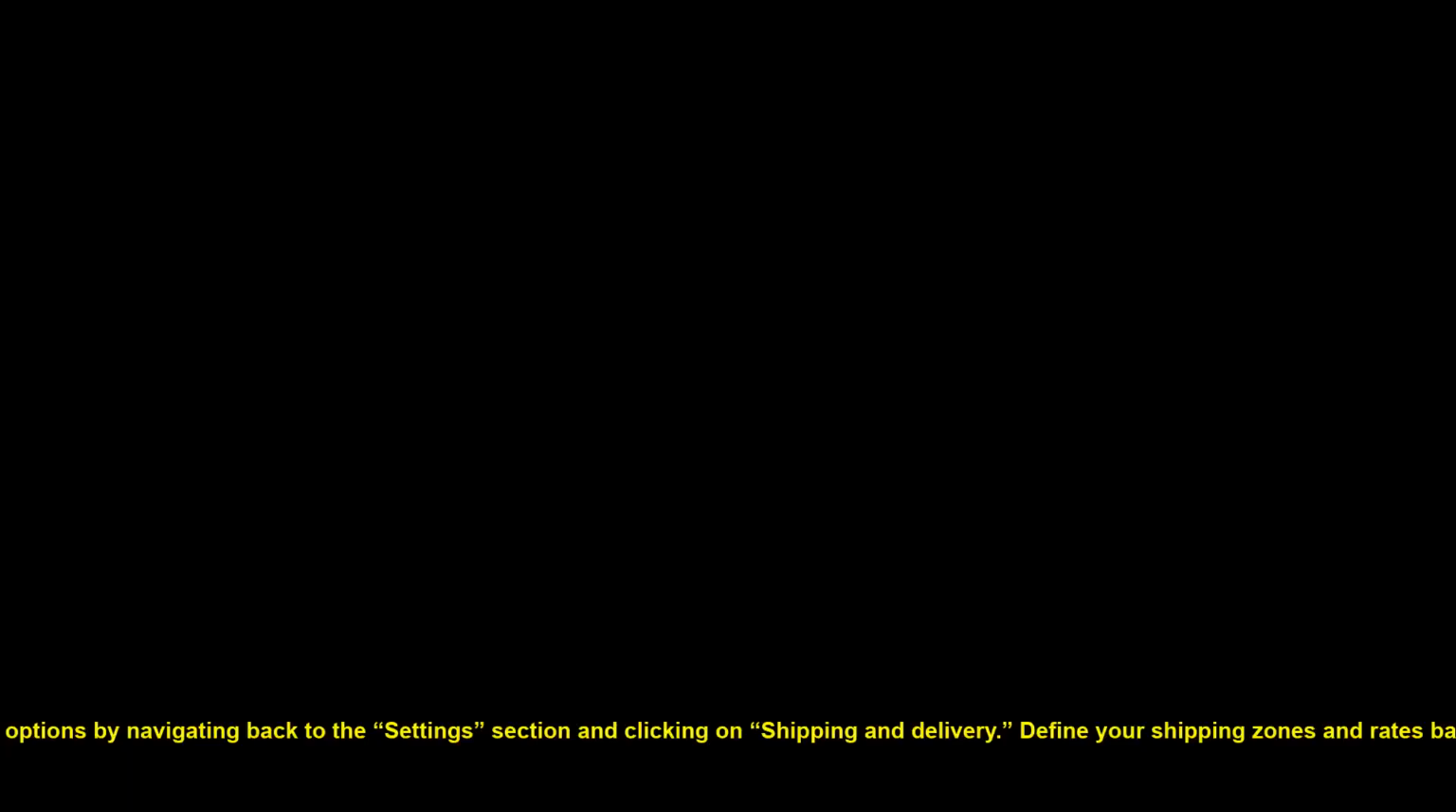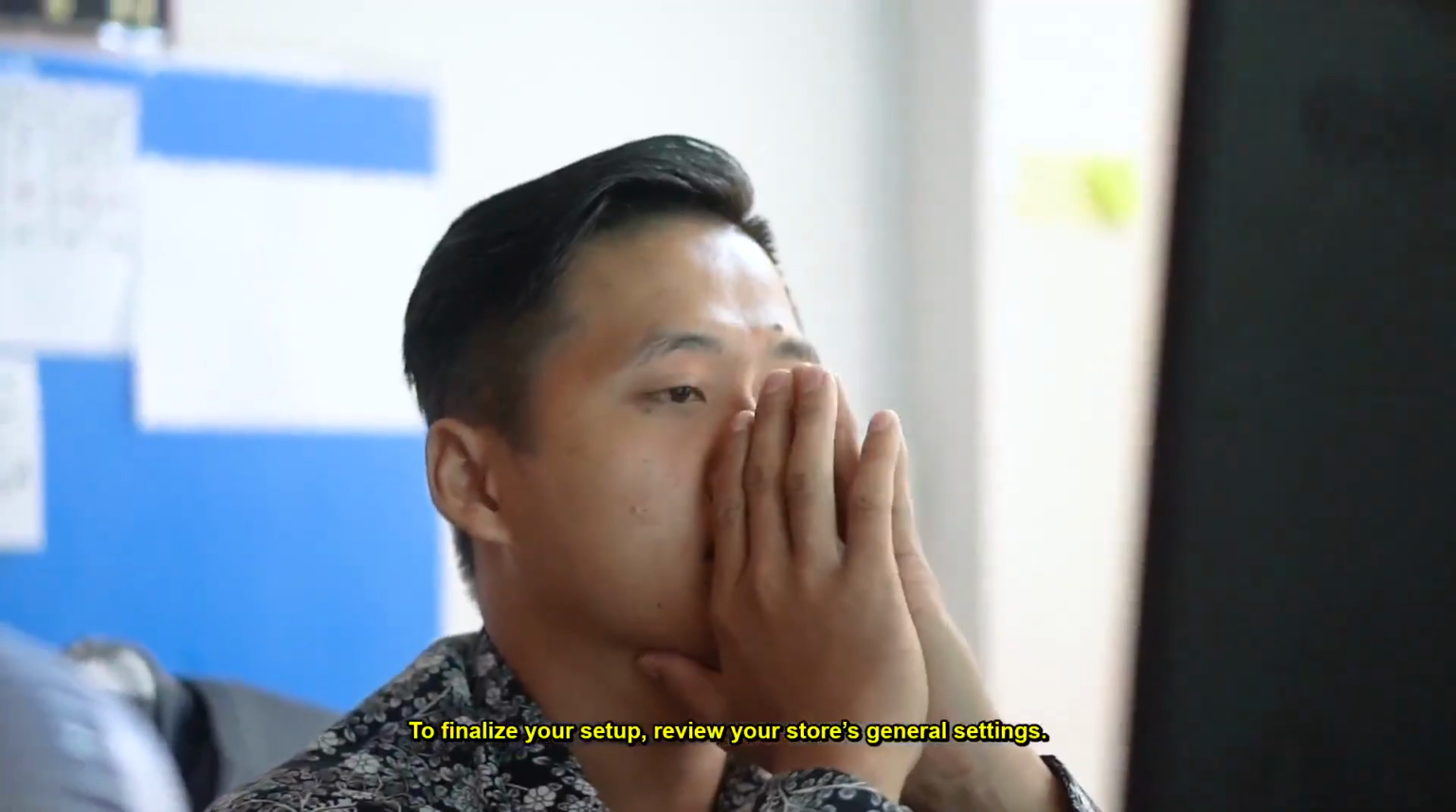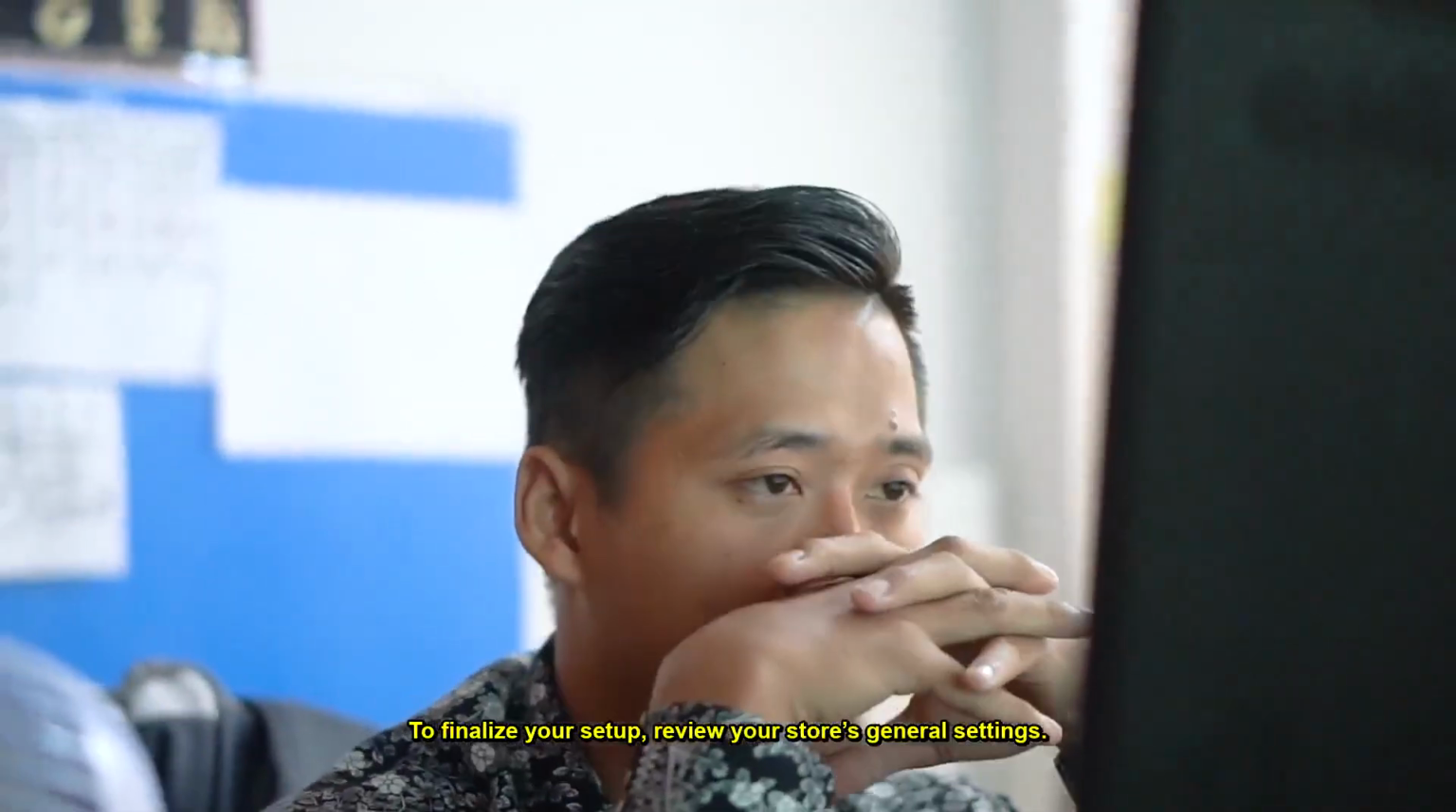Next, set up your shipping options by navigating back to the Settings section and clicking on Shipping and Delivery. Define your shipping zone. Consider offering free shipping to encourage purchases. Now, configure your taxes by going to the Settings tab and selecting Taxes. Ensure your tax settings are accurate according to your location. To finalize your setup, review your store's general settings.